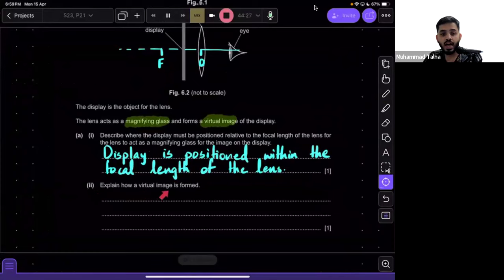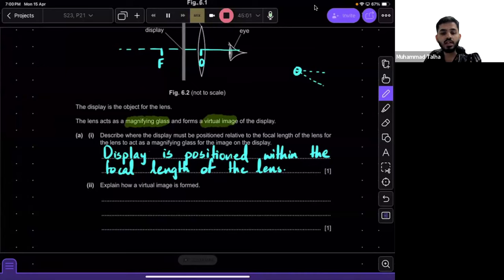Part 2, explain how a virtual image is formed. Now, this might seem like a question which is not really something maybe you've studied explicitly. How is a virtual image formed? If I talk about this in terms of light or lenses, then you might see that where the dotted rays intersect is where I say the virtual image is formed, right? That's what I say. But remember, what is a virtual image really?